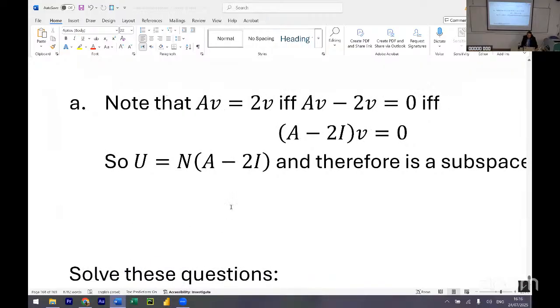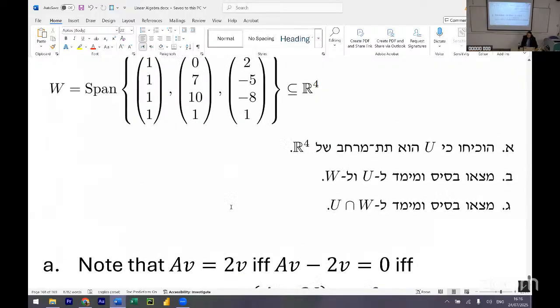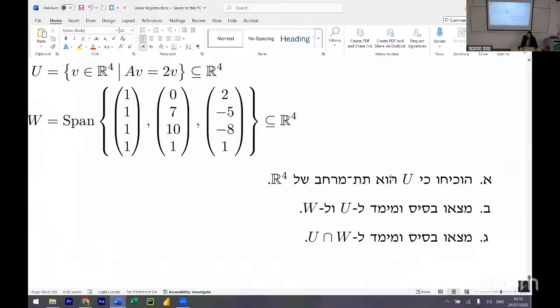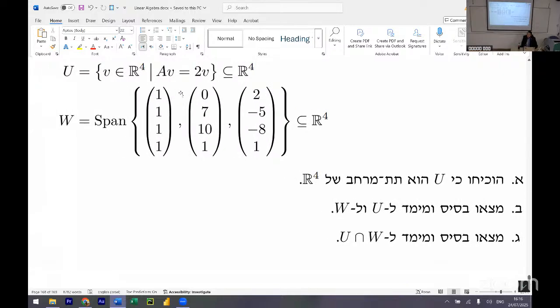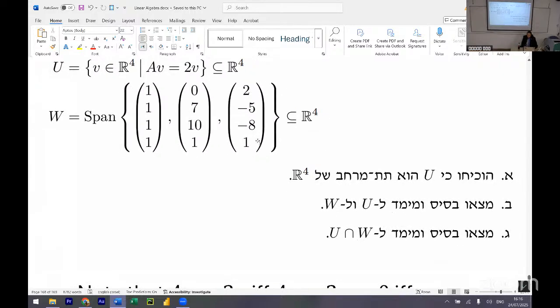Okay, so it's a space. So the first question was to prove that U is a subspace of R to the 4, and we did it. Next we need to find a basis for U and W. So U is a null space of a matrix. We know how to find the basis for a null space of a matrix, and I will do it. How about W?